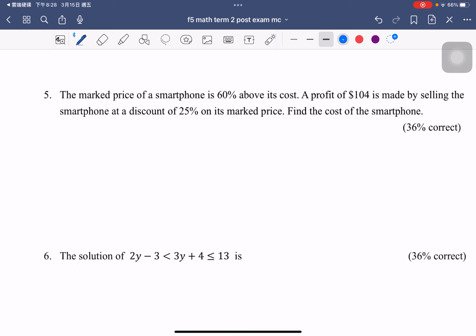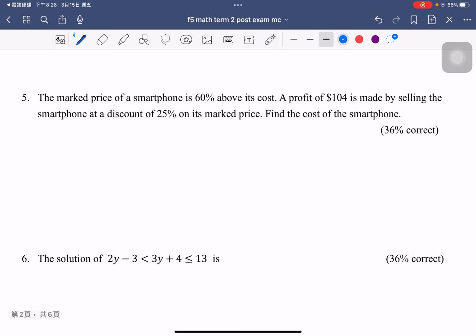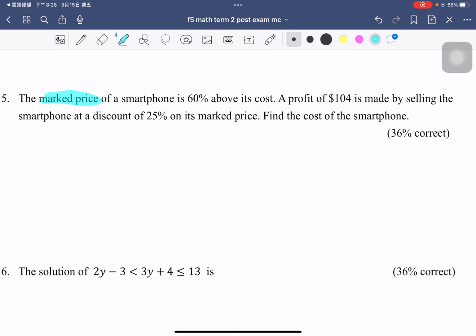So move to the next question, the percentage. So we have the mark price. The mark price is 60% above the cost, and a profit of 104 is made by selling the phone at a discount of 25%. So how are we going to do this? We're going to find the cost, isn't it? So you draw the timeline. We have the cost, then we have the mark price, then the last one is our selling price, isn't it?